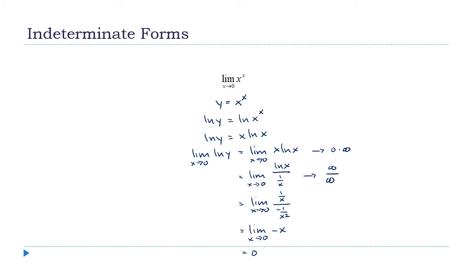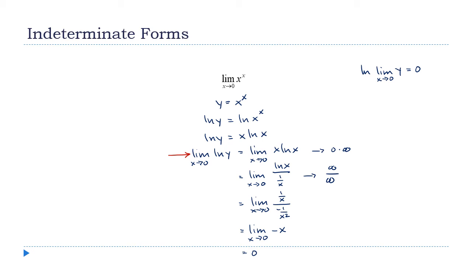Remember, I wasn't working with y anymore. I was working with the log of y. But that's okay. Look, I can fix this. I'm going to apply one of my limit rules. I'm going to bring that limit inside the logarithm function. This is the log of the limit as x approaches 0 of y equals 0.